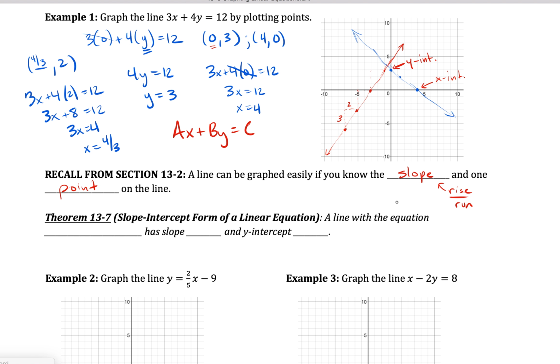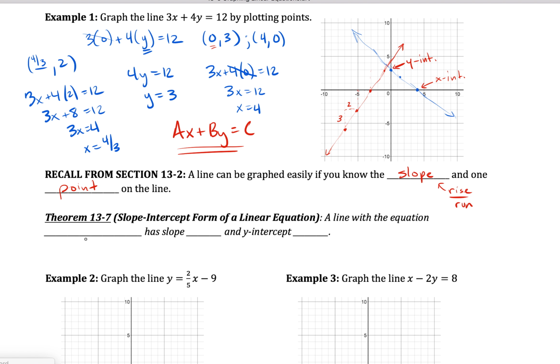So that idea we've kind of already covered, this idea that using slope and a point on the line makes it pretty easy to graph the line. That takes us into slope-intercept form. So it's another form, another way you can write a linear equation. This was standard form, ax plus by equals c. Now we're going to look at slope-intercept form.